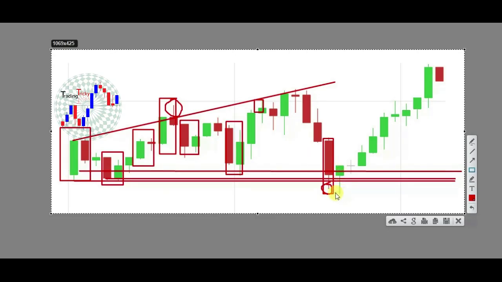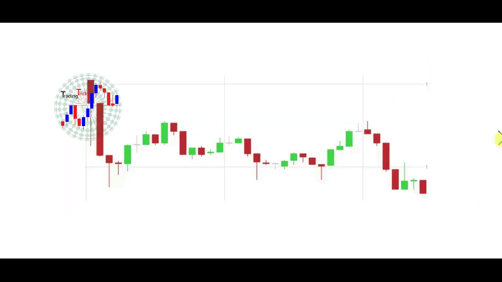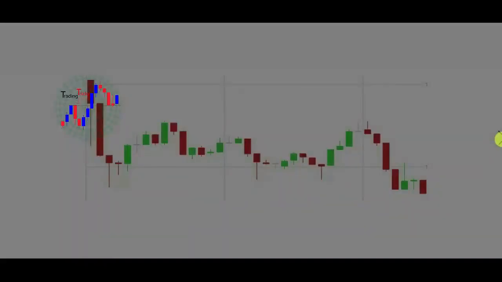This candle also has a new low here, because the previous candle's low is here and this candle made a new low, but with strong rejection, and the candle closed as a bullish candle, because this is a strong support level. So let me show you another example here.